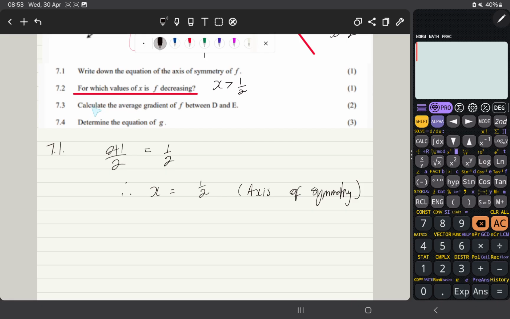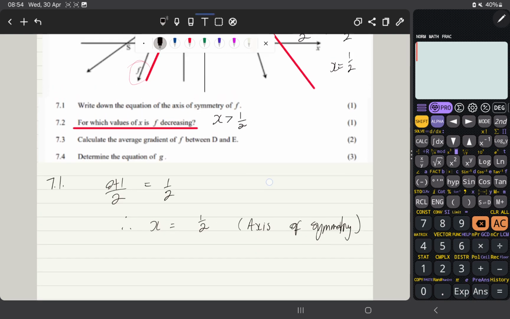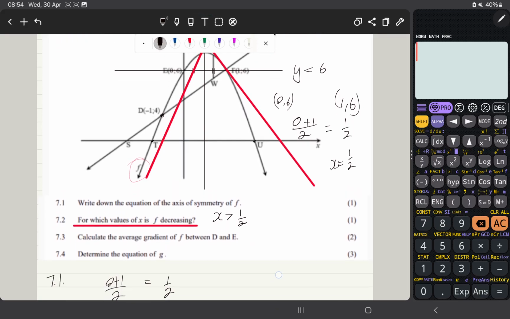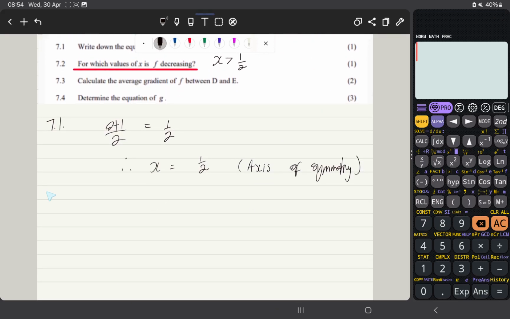Then the next question says calculate the average gradient of f between D and E. So now I'll say 7.3. This is just the same as us calculating gradient m of DE, right? And what's the formula? The formula, remember, is change in y over change in x. Think about it.